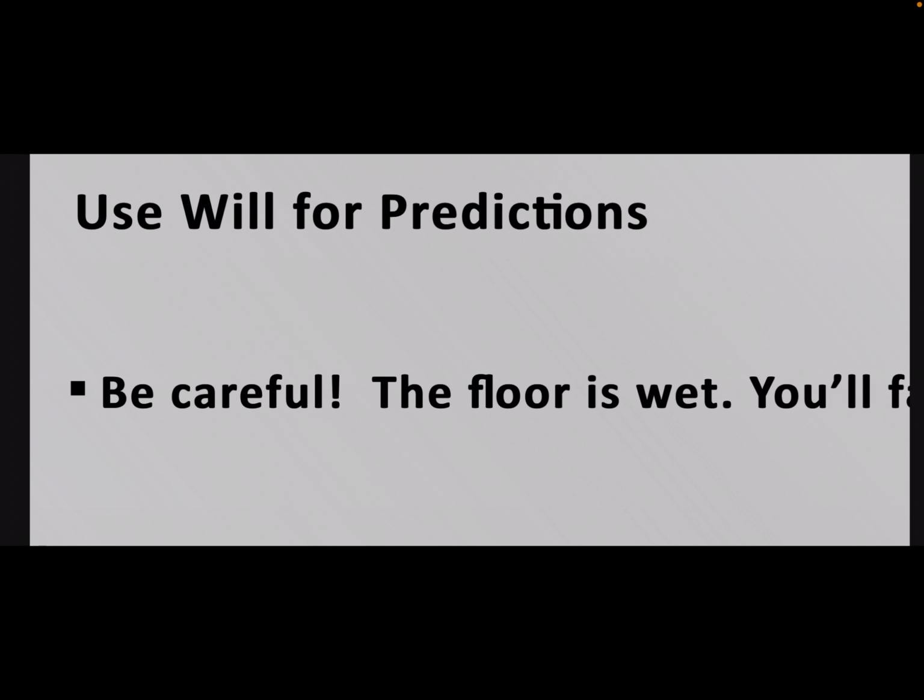Now, we have the use of will for predictions. When you predict that something is going to happen, for example, be careful, the floor is wet, you'll fall. Okay, so this is a prediction. We know that if you walk on a wet floor or a soapy floor, there is a great chance that you will slip and fall. So in this case, we are using will for prediction. We are predicting that you're going to fall because I'm washing the floor and there's soap and water. So I will say, be careful, the floor is wet, you'll fall.